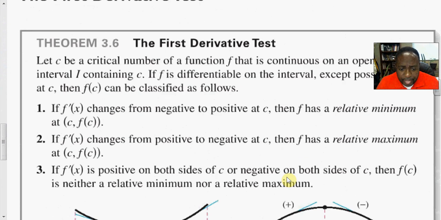The first derivative test: once you partition the number line based on the critical values, you determine the intervals on which the function is increasing or decreasing. There you check those signs. If f prime changes from negative to positive, that means you have a relative minimum at the point c comma f of c. In the second situation, if f prime changes from positive to negative, then you have a relative maximum.